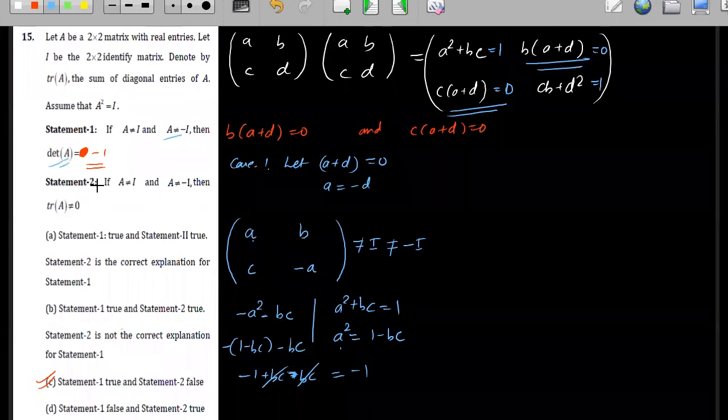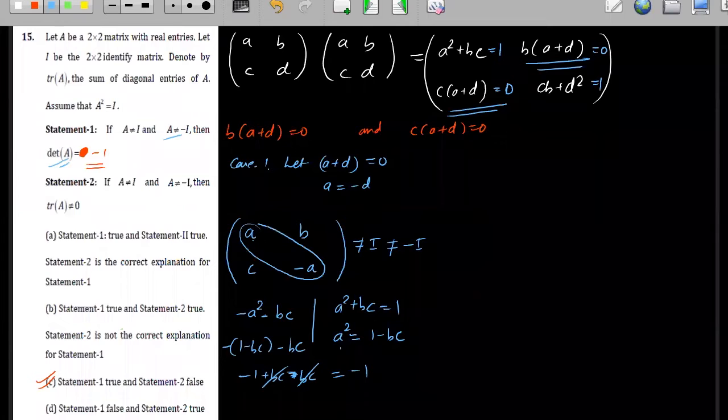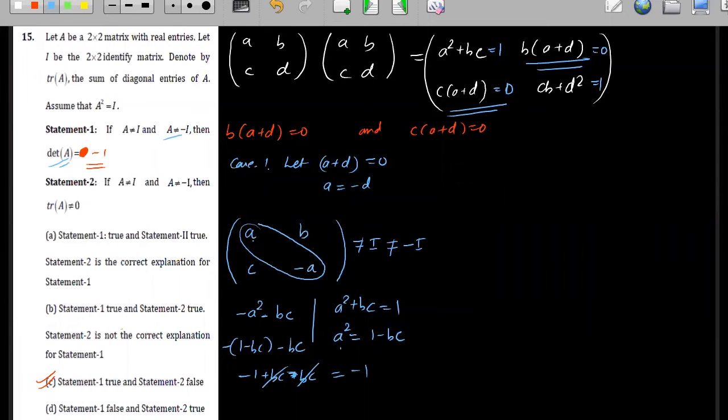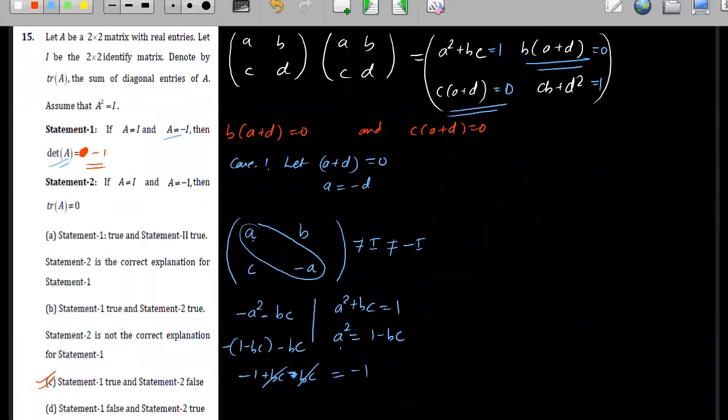And the second statement they are saying is, then trace of A is not equal to 0. But if I add these two, no matter what I take, trace of A will always be equal to 0. So that means in case 1, the first statement is true, the second statement is false.